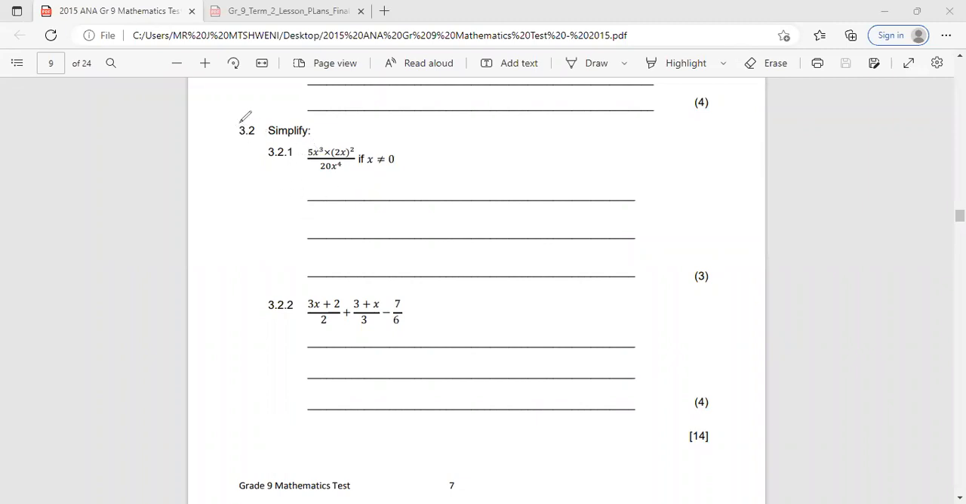Having 3.2.1. Let's simplify 5x to exponent 3 times, and so on. Firstly, we'll start on top in the numerator, then we end with the denominator. First, we multiply what has to be multiplied.